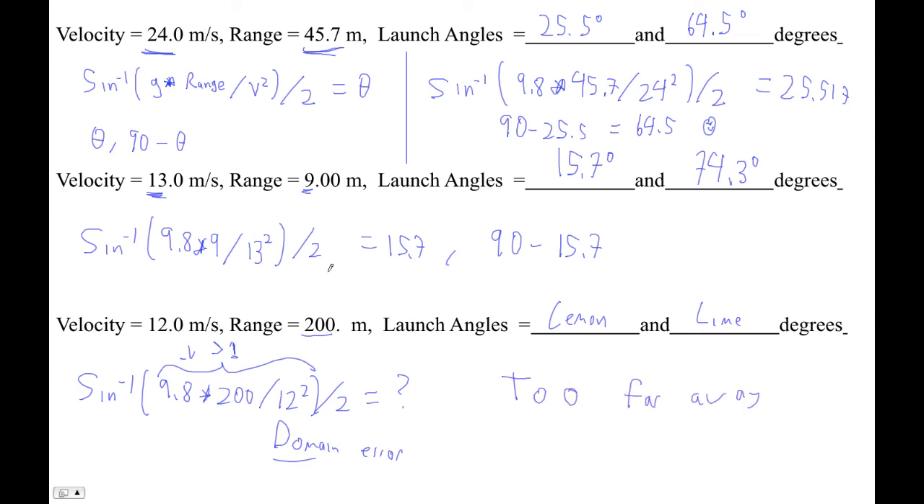Now, if you want to know what the maximum range for something is, remember the range is equal to v squared over g sine of 2 theta. Well, if you put 45 degrees in there, that's the best angle to launch it at. Sine of twice 45 is just 1. So the range is just v squared over g. So in this case, the maximum range is 12 squared divided by 9.8. The farthest this could go is 14.7 meters. So it won't go 200 meters. That's the trick here.